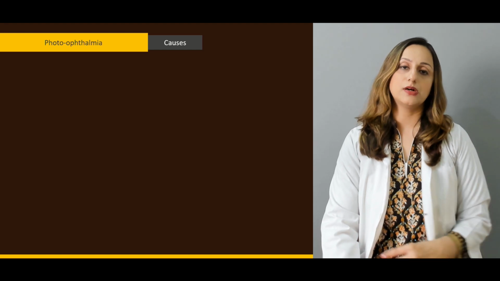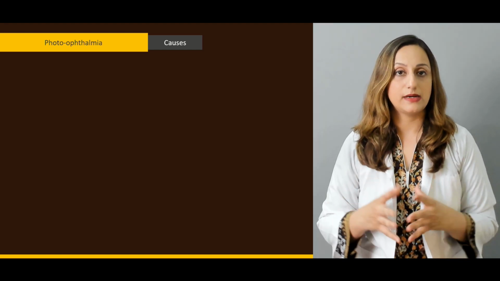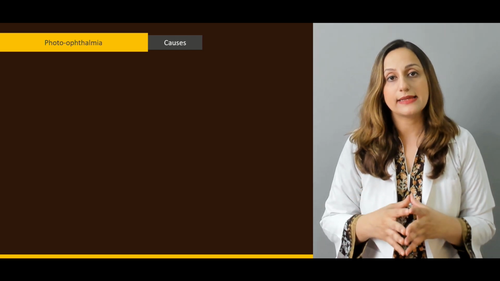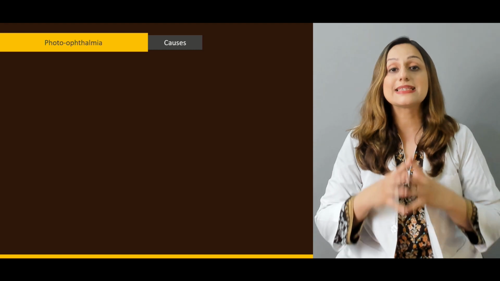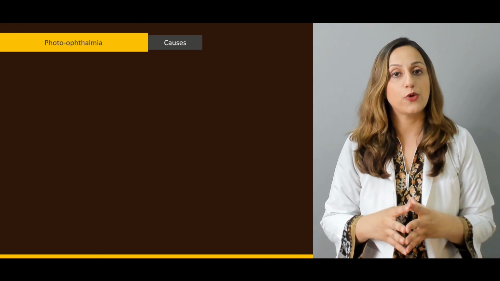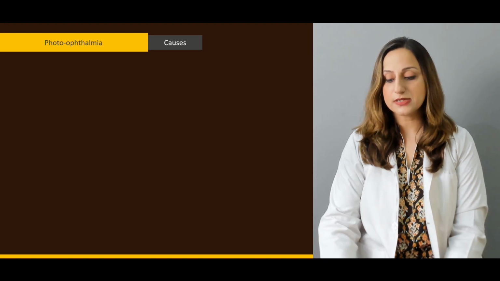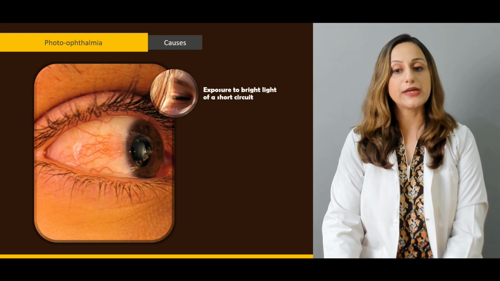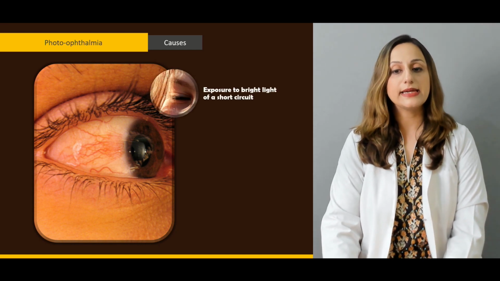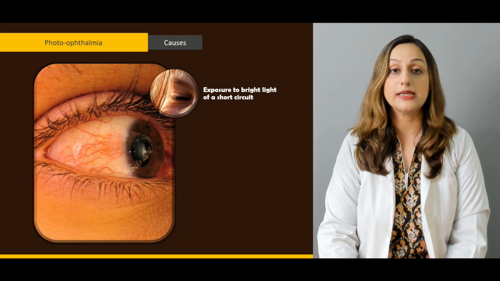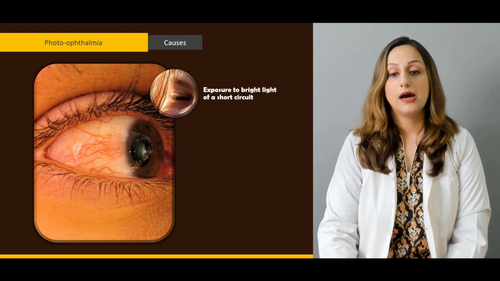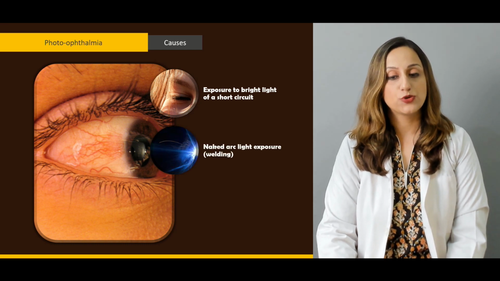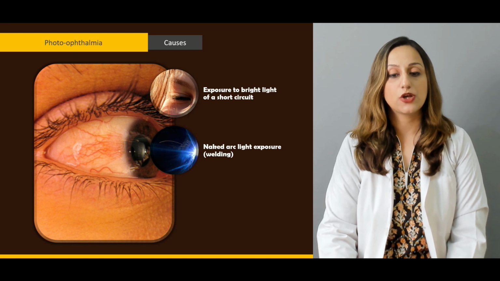Discussing the condition which is known as photoophthalmia, I've already explained the condition as the development of multiple erosions at the epithelial level of the cornea due to the excessive exposure to ultraviolet rays. So there are different definitive causes towards the development of photoophthalmia. The exposure to bright light of a short circuit, that is basically whenever there is a welding condition, this kind of scenario occurs. Then we have a naked arc light exposure, which also occurs along with the welding phenomena.